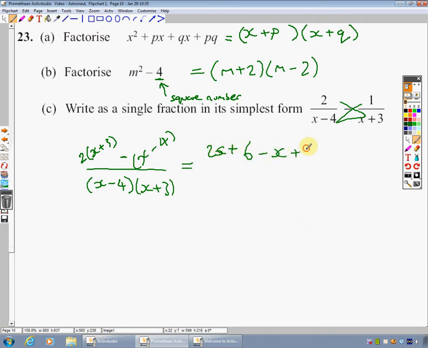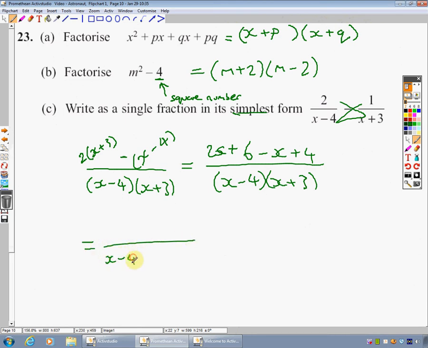I'm keeping the bottom factorised because I'm thinking it says in its simplest form there's going to be some sort of cancelling out going down, and that's only going to come from factorising. Let me just rearrange. So I've got my x minus 4 and my x plus 3 in the bottom, and let's simplify this top to gather the like terms together. So I'm going to have an x on its own, and I've got a plus 6, and I've got a plus 4, x plus 10.